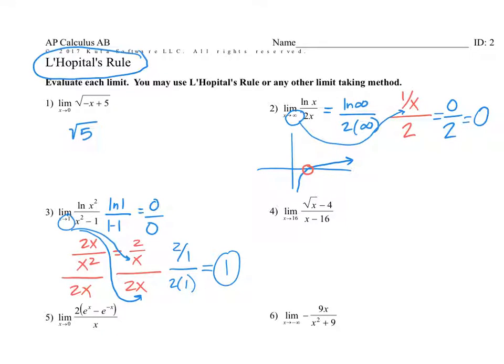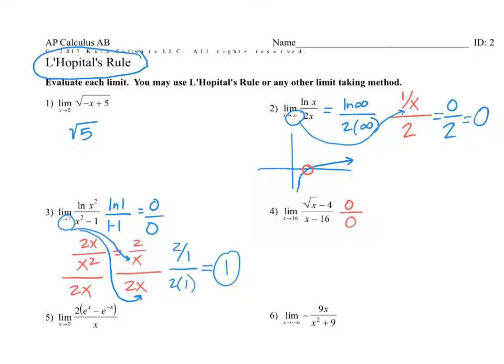Okay, and moving on to number 4, plug in 16, straightforward plug in. I get the square root of 16 is 4 minus 4 is 0, and then 0 on the bottom, 16 minus 16. Again, not equal to 1. 0 over 0 is not 1. 0 over 0 means do something else. So the thing I can do, in earlier chapters we might have rationalized and multiplied the top and bottom by the conjugate of the top, but L'Hopital's rule might make that process simpler.